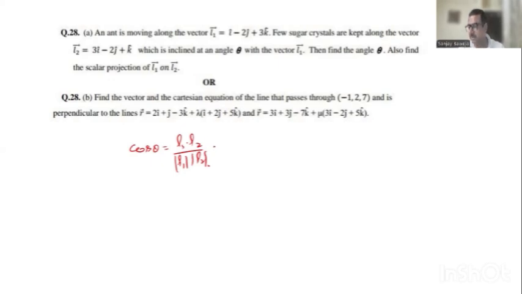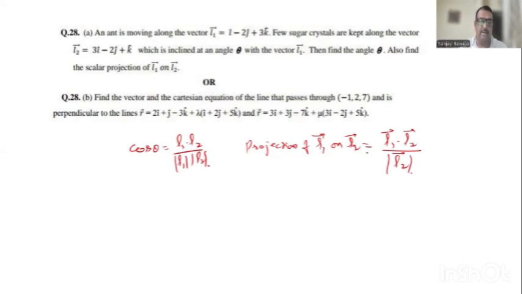And after that, you have to find the projection of L1 or L2. So whenever you have to find the projection of one vector on the other vector, we do it like this. Projection of vector L1 on vector L2: the formula says L1 dot L2 divided by magnitude of L2. So if it is on L2, then you divide by magnitude of L2. If it is on L1, you divide by magnitude of L1. So it is on L2, so L1 dot L2 divided by magnitude of vector L2. Substitute the values and you'll get the answer as 10 by root 14.